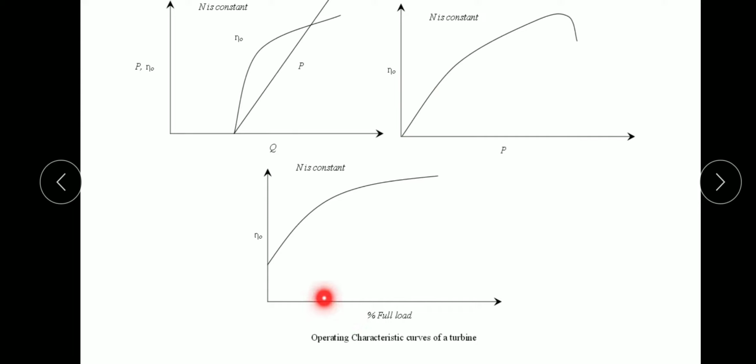Whereas percentage of full load, 25% gate opening, 50% gate opening, like that. At 100% gate opening, the overall efficiency curve is like this. Percentage of full load means the load we apply on the turbine based on the speed at which the turbine is rotating, and the deflection will also come, as in our experiment we have seen, by applying load on the turbine.